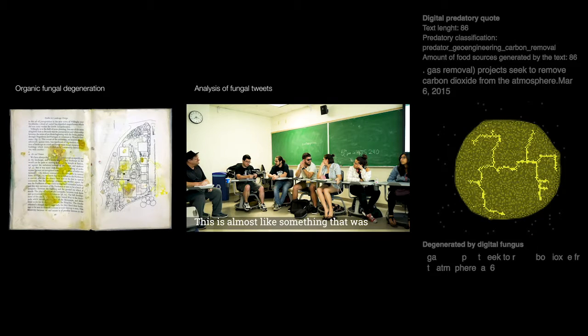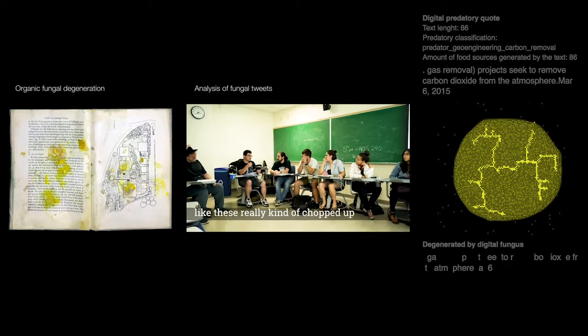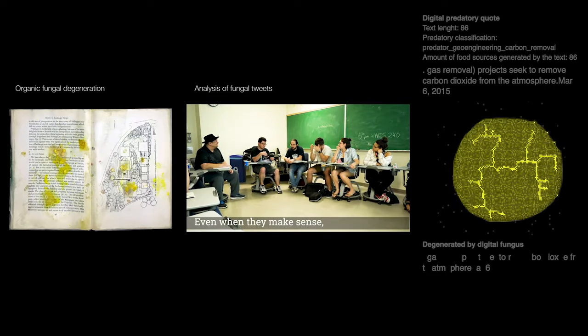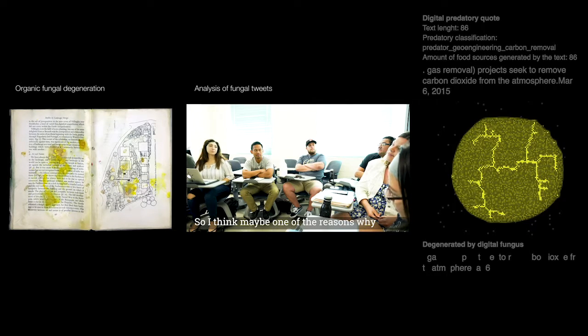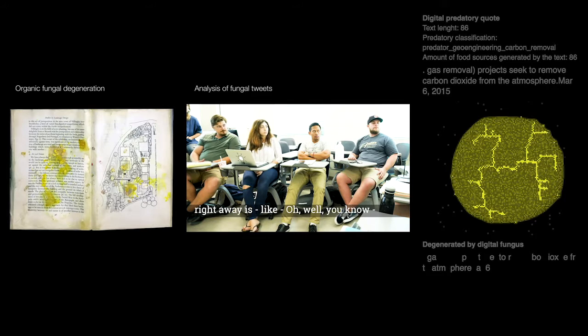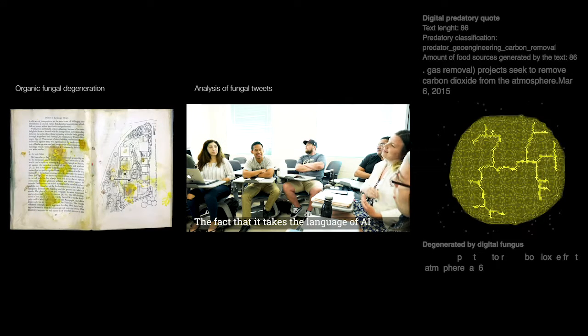This is kind of more of a vibe or feeling I get from this. This is almost like something that was printed or created by an AI program, like these really chopped up, unnatural sentences that nobody would use. Even when they make sense, it's like nobody would say it like that. So I think maybe one of the reasons why people were laughing when they saw the feed right away is like, oh, well, fungus can't destroy us as humanity, but maybe AI can. The fact that it takes the language of AI.